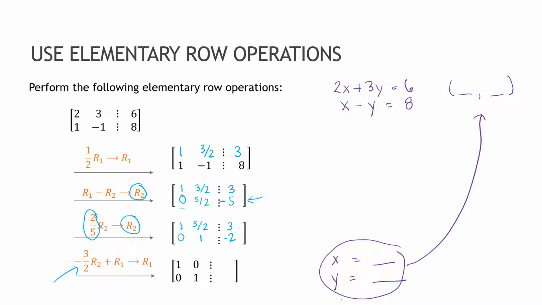And my last row, if you'll notice, row 1 is the only one changing, so row 2 is 0, 1, negative 2. The good news there is that means y is negative 2. Then I'm going to take my last one, and this one's going to be the hardest one. I'm going to take negative 3 halves of row 2.